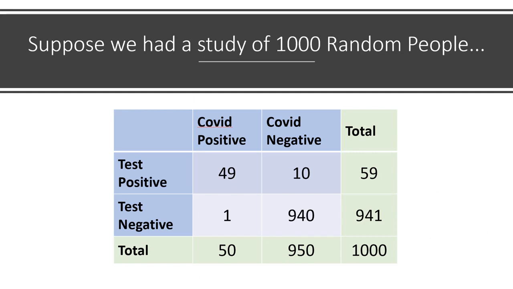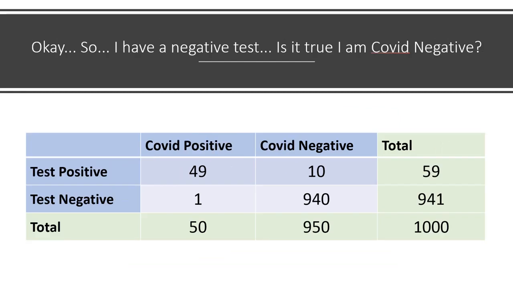Based off of the positive predictive value, negative predictive value, and sensitivity and specificity estimates that the FDA gave us, this table is pretty realistic, although I didn't find this data in particular online. But it's pretty realistic based off of the estimates that they gave us. So what are we looking at here? We see positive tests, negative tests, and then we also see people that have COVID versus not having COVID. Okay, so great. I have a negative test. Is it true that I'm COVID negative?